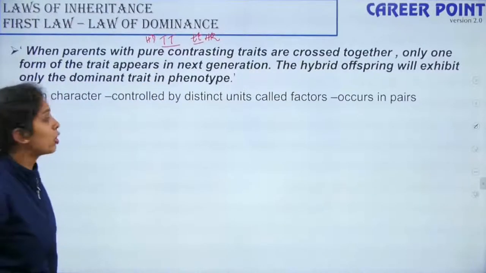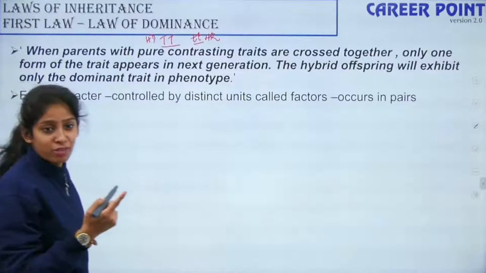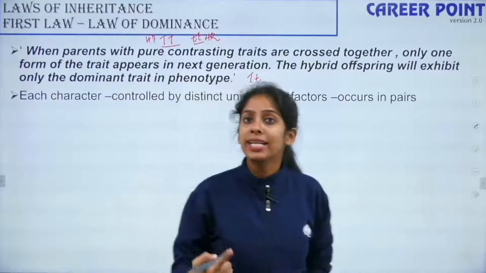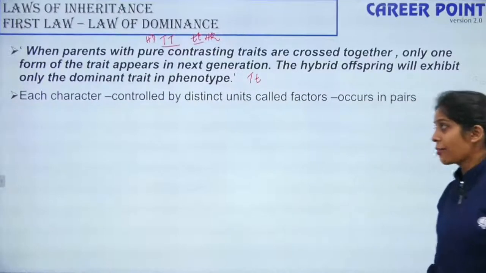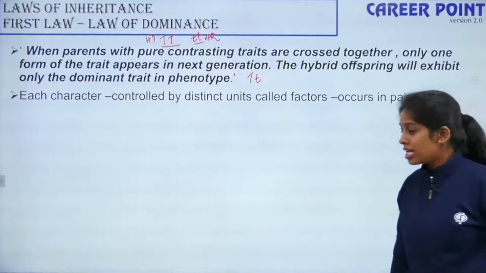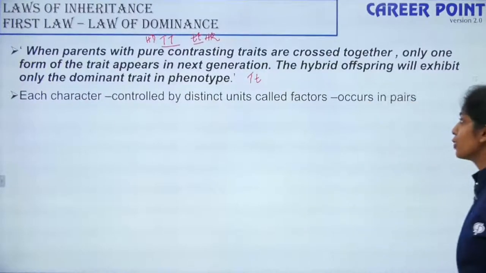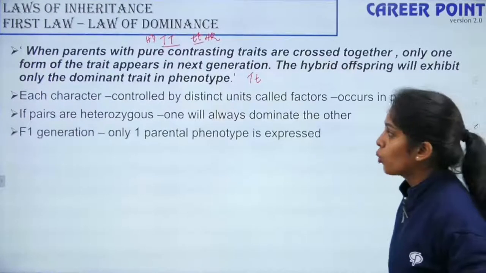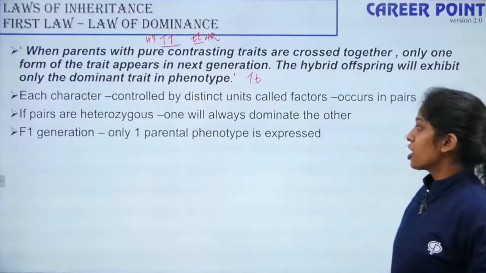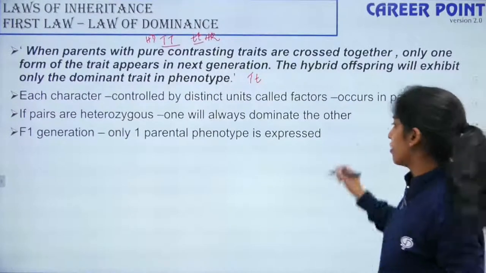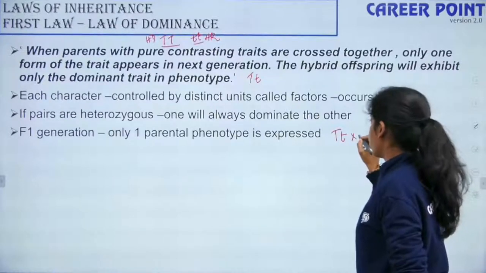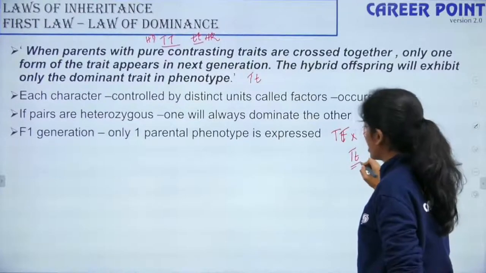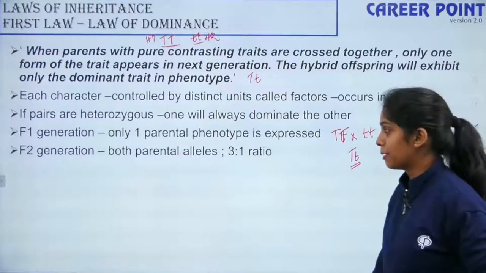The hybrid offspring will always exhibit the dominant trait in the phenotype. So, it will not be half tall and half dwarf. It will be completely tall because of the dominant allele, right? So, this is your first law, the law of dominance. Each character is controlled by distinct units called factors that occur in pairs. If the pairs are heterozygous, one will always dominate the other. So, in the F1 generation, only one parental phenotype is expressed. If I cross capital T, small t, the offspring is this, right? Only one parental type is expressed here.